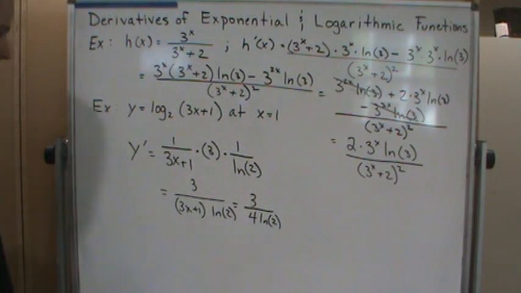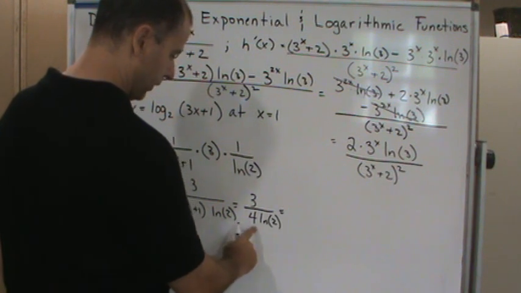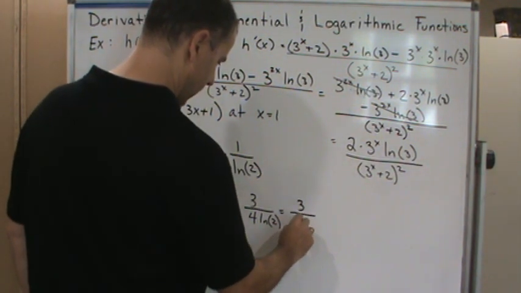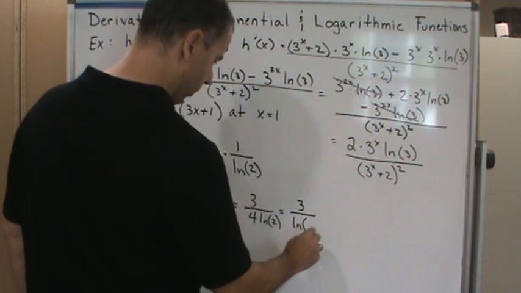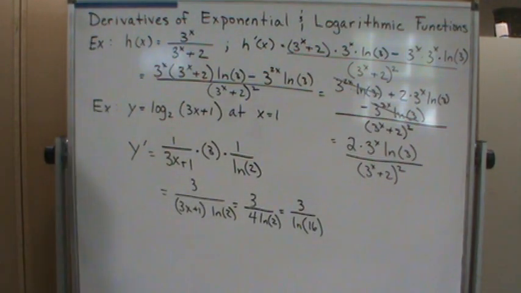Okay, and then we can also simplify by bringing the 4 using the property of logs, right? And then we can use the 4, bring it back up here, so this will become 3 divided by the natural log of 2 to the 4th, which is 16. And so that is our final answer. So that is the exact slope of the tangent line.